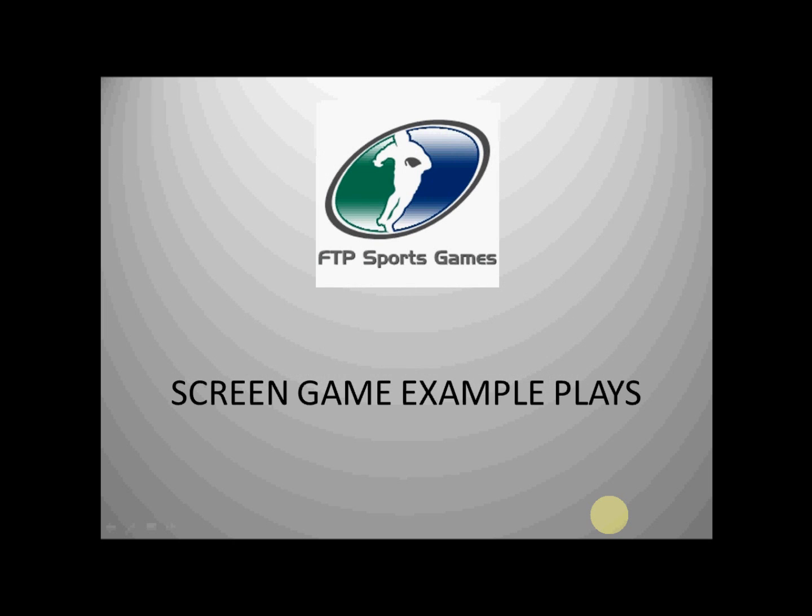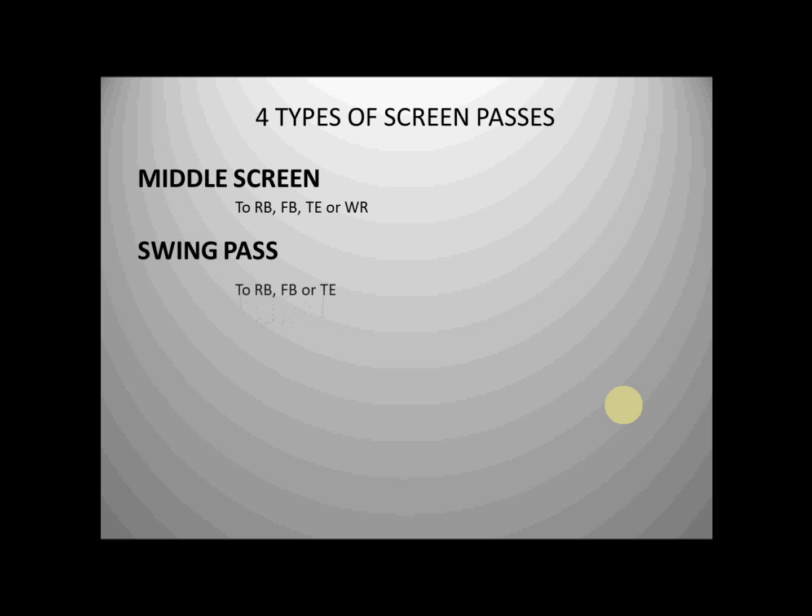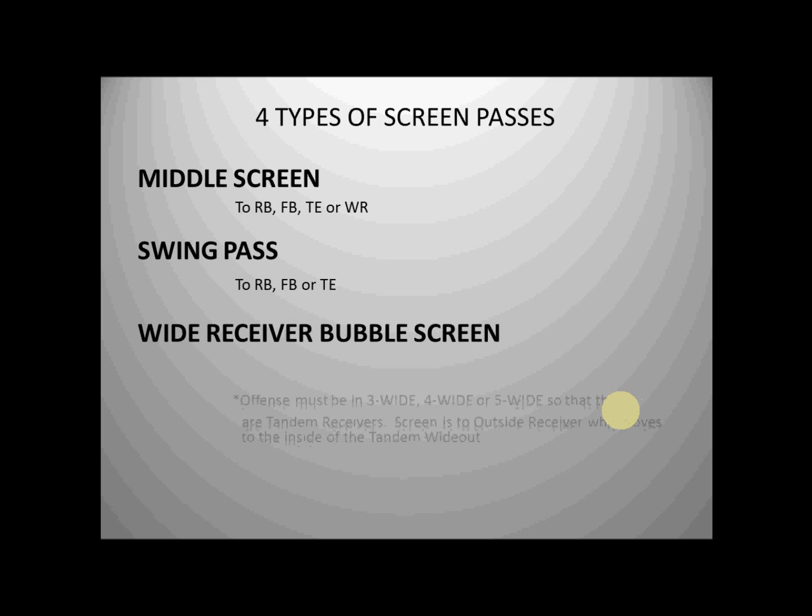This video covers screen game example plays and everything associated with resolving a screen play. In sideline football, there are 4 types of screen passes. The middle screen to a running back, fullback, tight end, or wide receiver. A swing pass to a running back, fullback, or tight end. The wide receiver bubble screen.